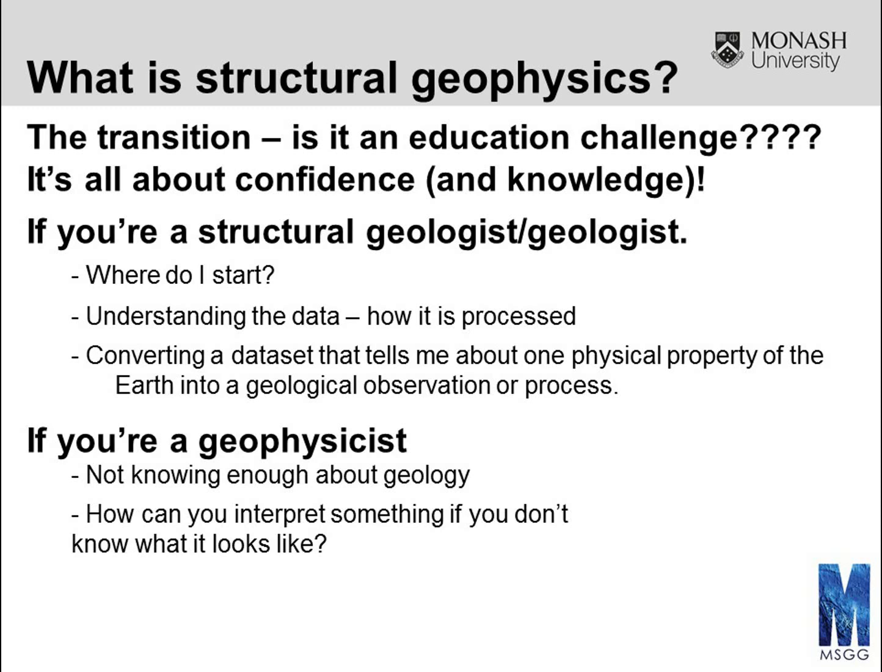Where do I start putting a line on a map? That's always the first question I get when I teach how to do an interpretation. There's almost zero understanding in the geological community of how these data sets are processed, the limitations of it, and what you can get out of it and what you can't. Until geologists understand that, they will never be able to really effectively interpret it. And then, as I said before, there's turning that one petrophysical property into a geological observation.